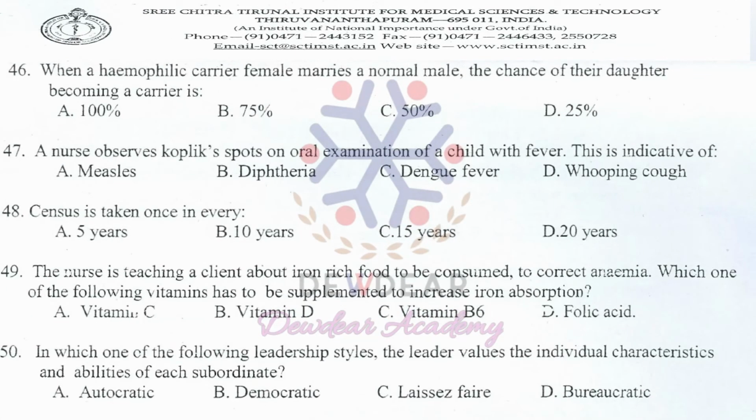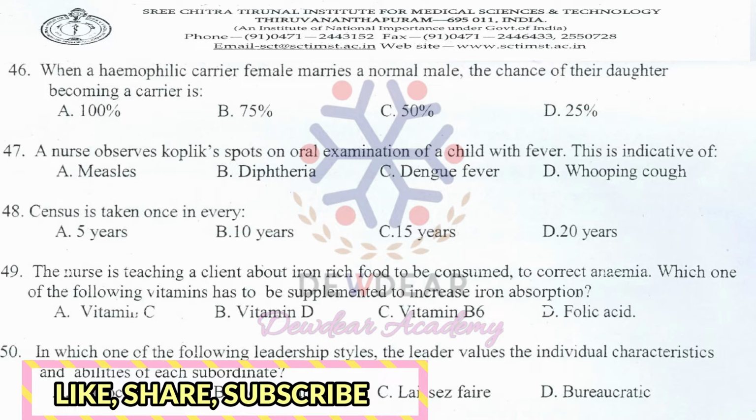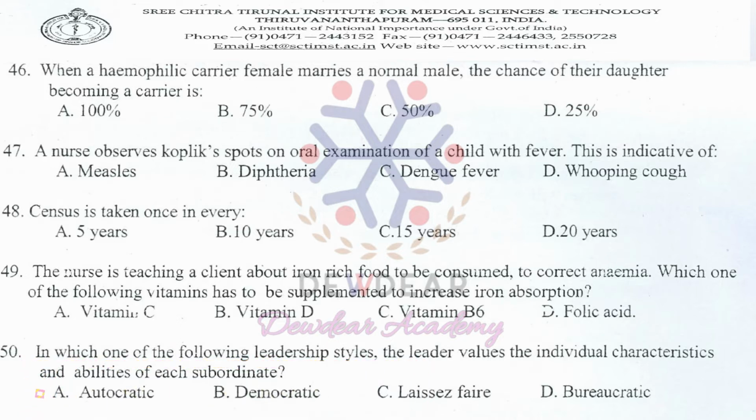Then question number 46. When a hemophilic carrier female marries a normal male, the chance of their daughter becoming a carrier is? Options are 100%, 75%, 50%, 25%. So here the chance of the daughter becoming a carrier is 50%. So option C is the correct answer, 50%.